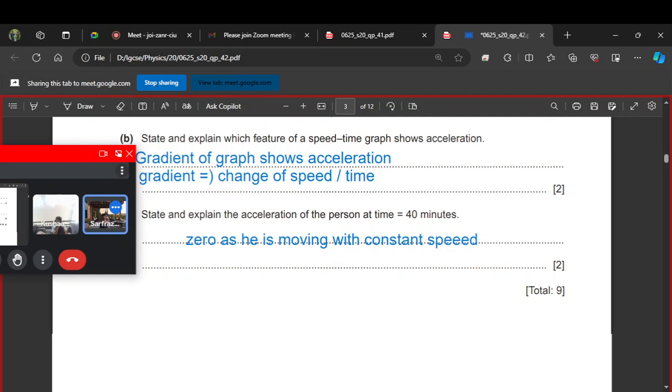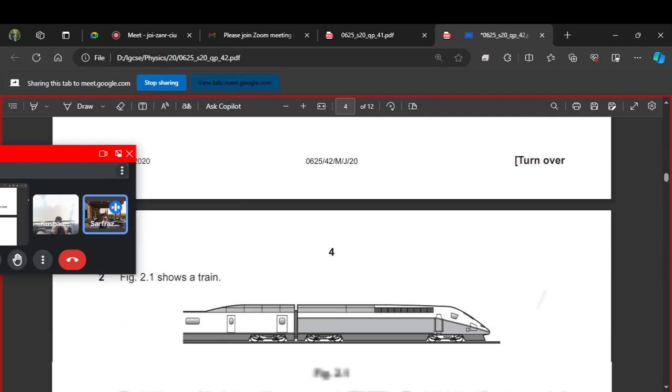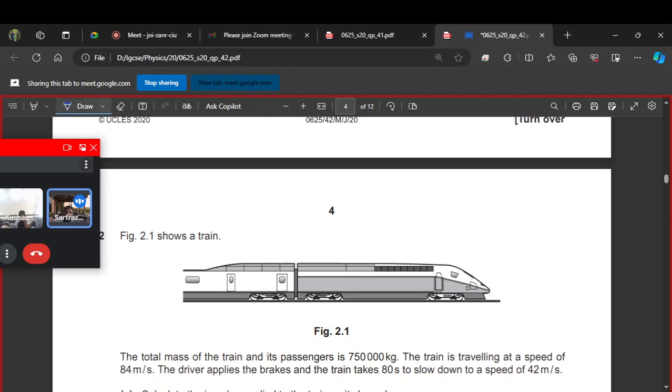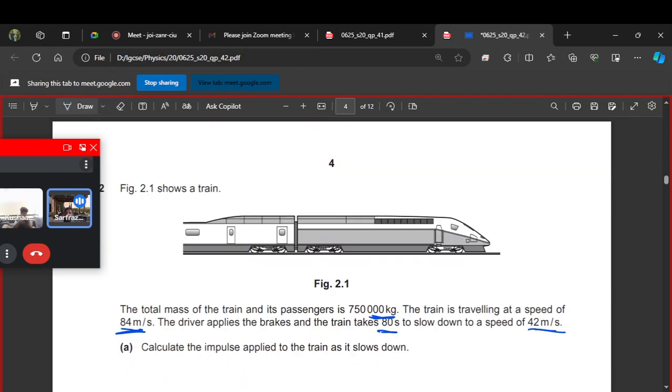Okay, next question says that figure 2.1 shows a train. As you can see, the total mass of the train and its passengers is 750,000 kg. The train is traveling at a speed of 84 meters per second. The driver applies the brakes and the train takes 80 seconds to slow down to a speed of 42 meters per second. This is the initial speed, this is the final speed, this is the time taken. Calculate the impulse applied to the train as it slows down.